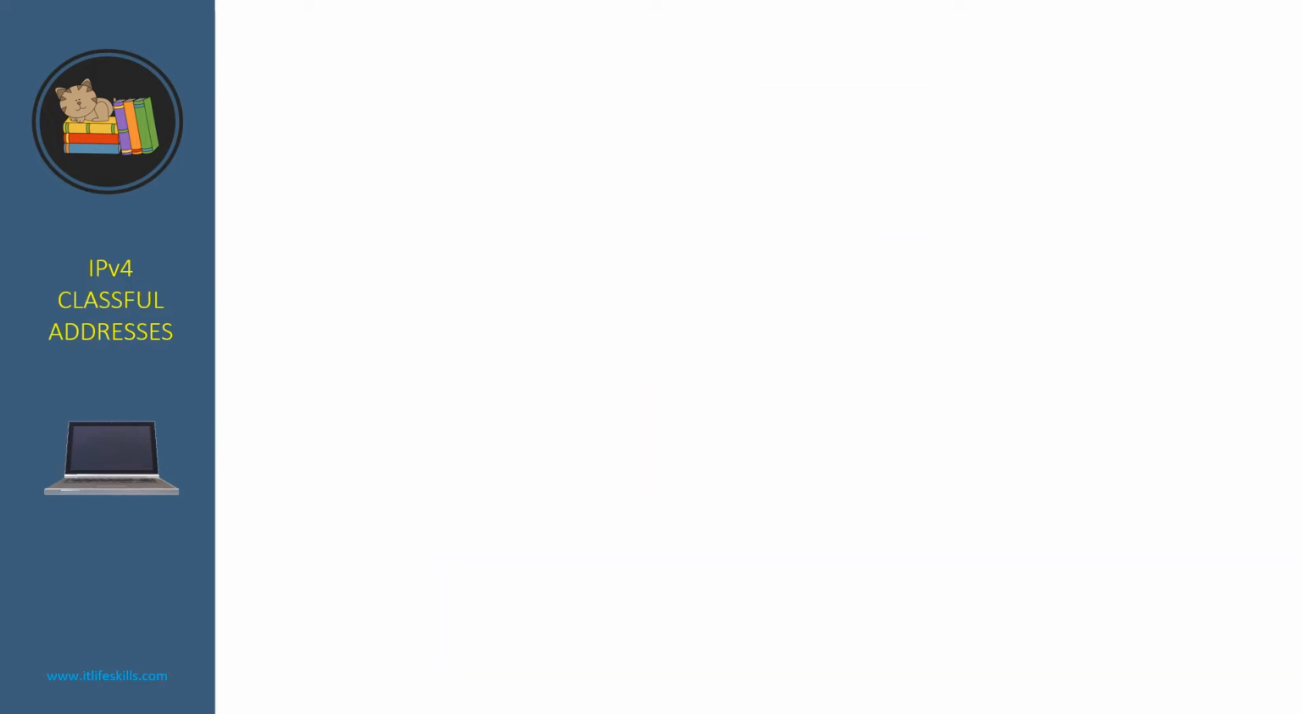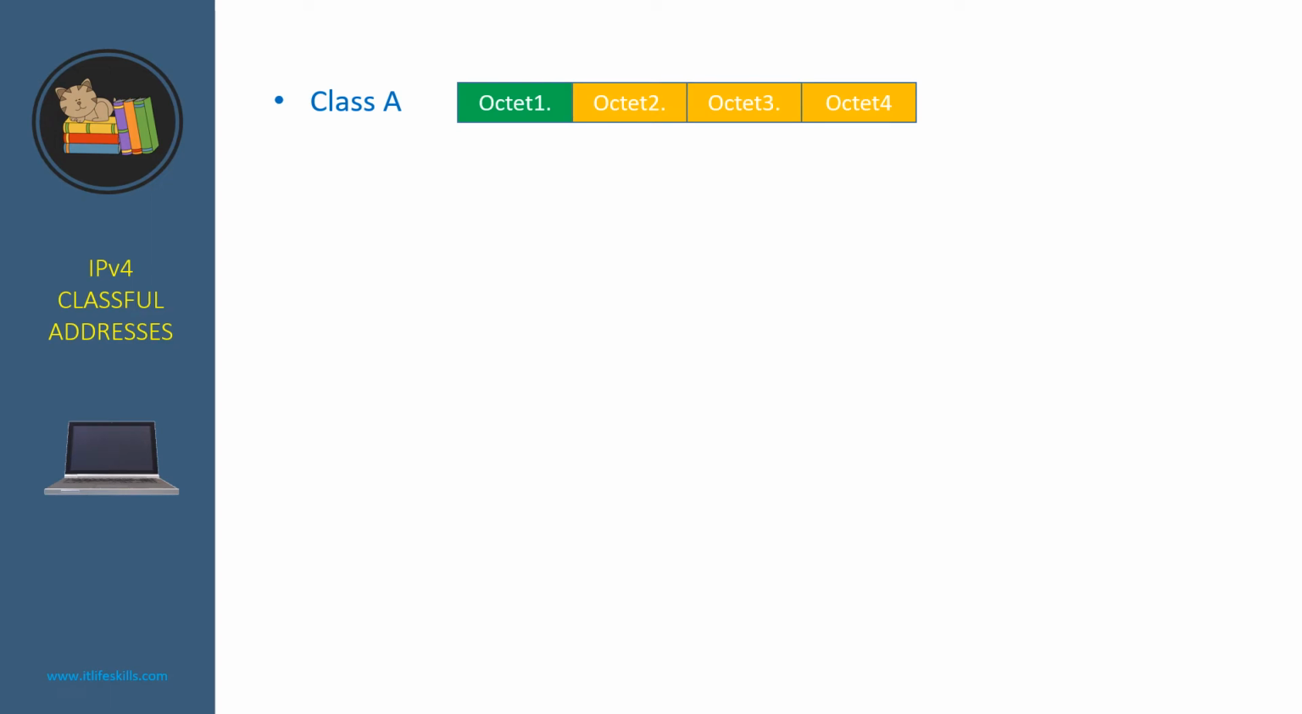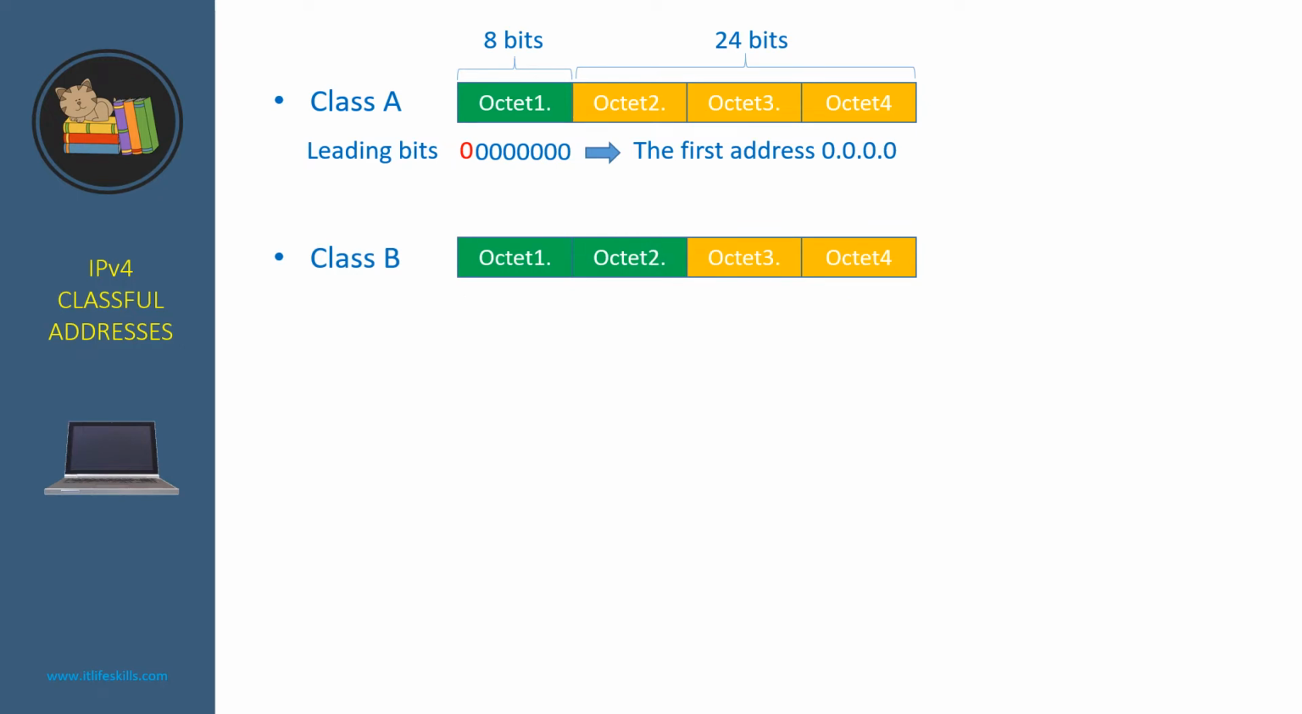Let's look into the details of IP version 4 classful addresses. Class A has 8 network bits and 24 host bits. It always has the first leading bit of 0. So the first address in binary is this, and in decimal it will be 0.0.0.0. Class B has 16 network bits and 16 host bits.